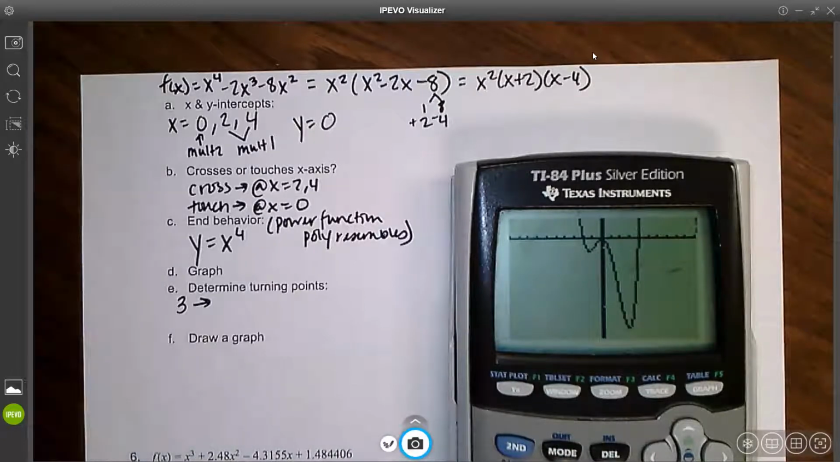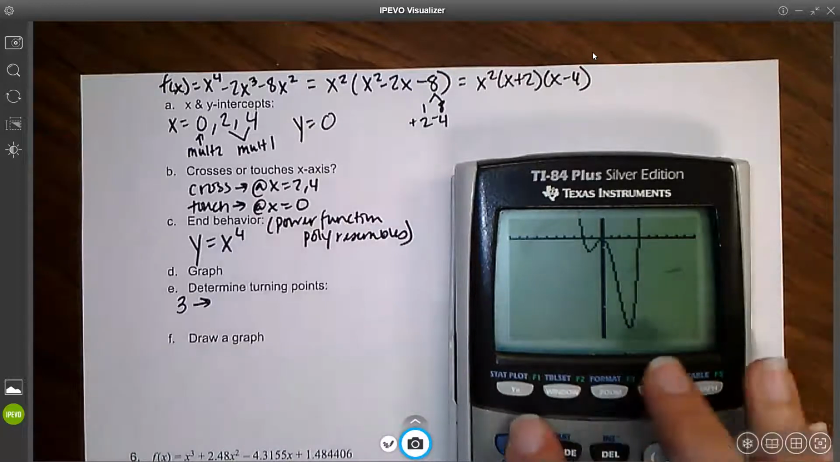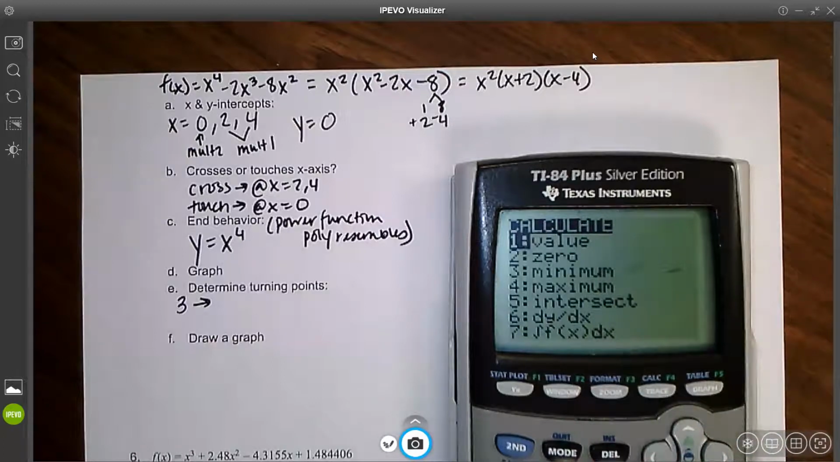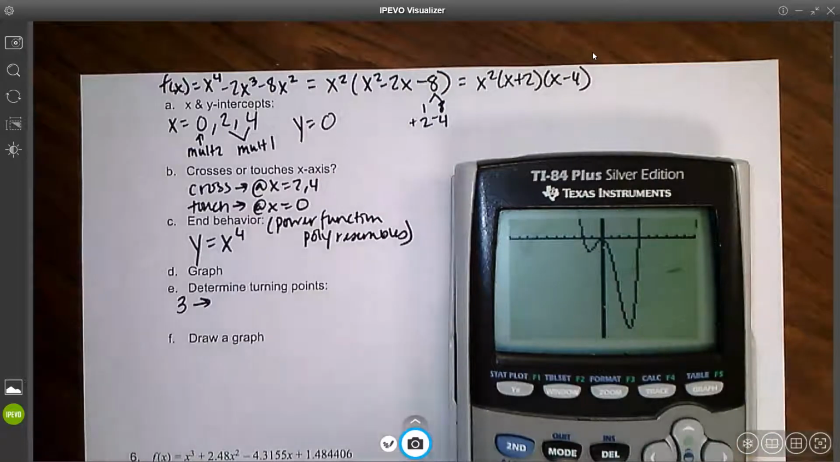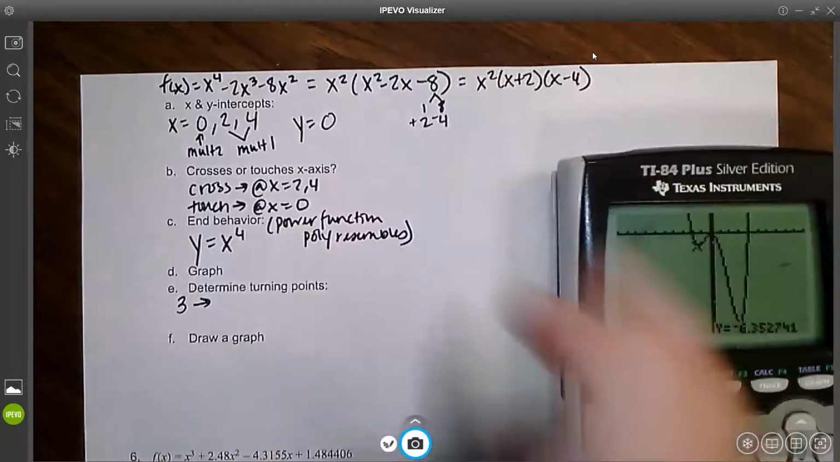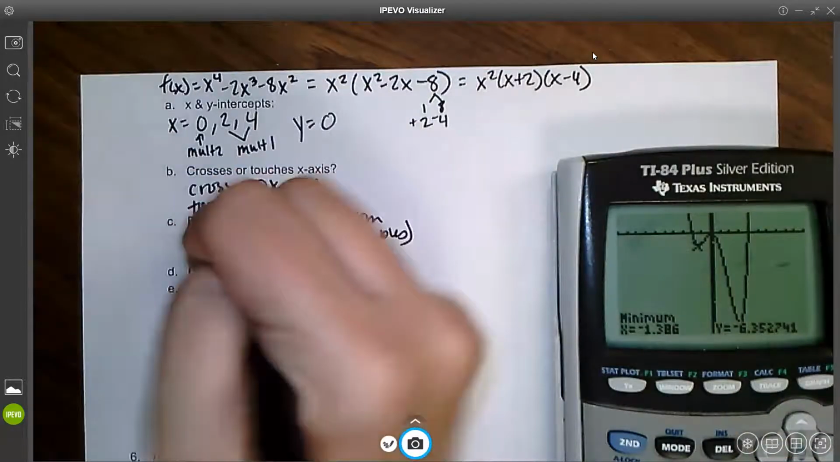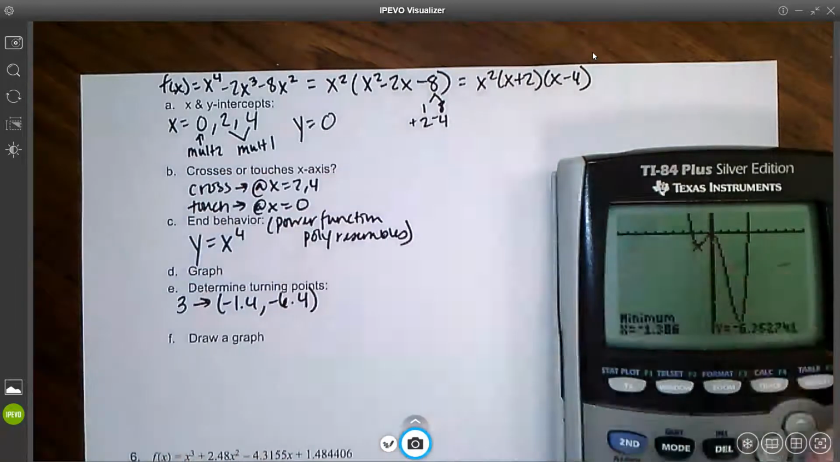There we go. Okay, so now we can see it. I'm just going to find each of these points. So, second trace, I'm going to find my minimum first. My first one over here is a minimum. So left bound, right bound, inner. And you get negative 1.4. I'm just going to round to one decimal place at negative 6.4. So negative 1.4, negative 6.4.